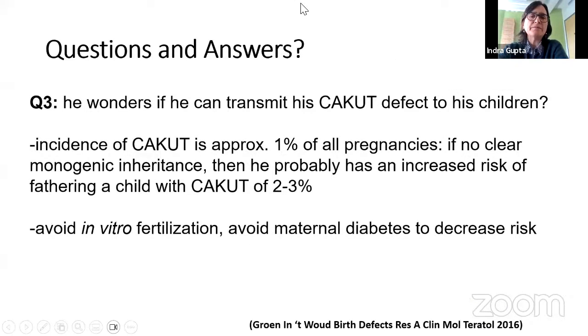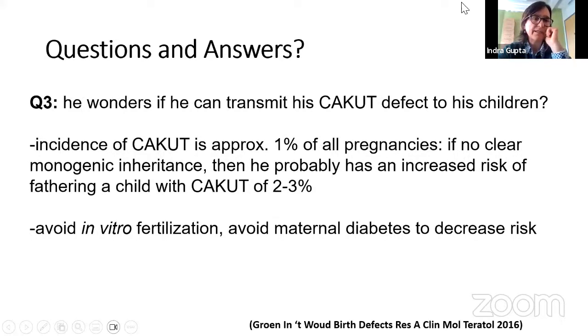He also wonders, can he transmit his CAKUT defect to his children? So the incidence we say of CAKUT overall is about 1% of all pregnancies. This is in the setting of no clear monogenic inheritance. So we would say that in this case where we did not identify a gene and we didn't have a dramatic family history for CAKUT, knowing that he's affected, he probably has an increased risk of fathering a child with CAKUT in the future, and it would be more complex inheritance. So we would say his risk is probably 2 to 3%.